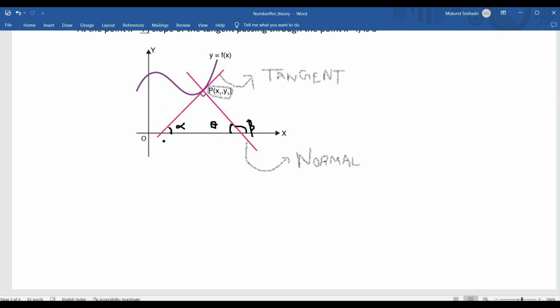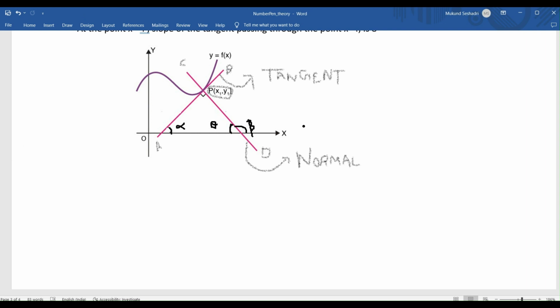Let me call this line AB. So AB is the tangent, and the line perpendicular to this is called the normal to the tangent. The normal forms an angle of 90 degrees with the tangential line, which is AB. So AB and CD are perpendicular to each other is what we mean here.